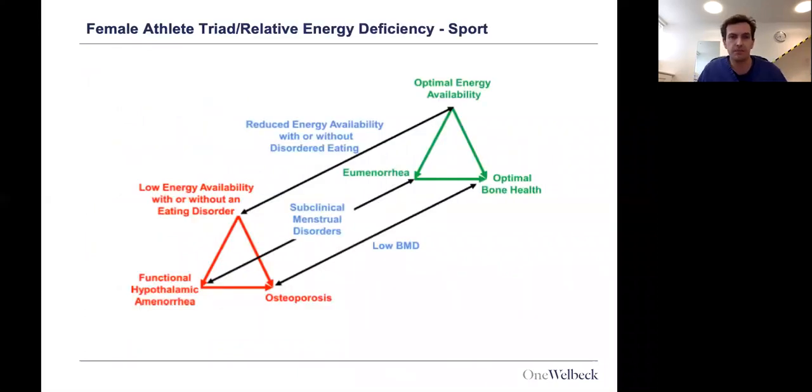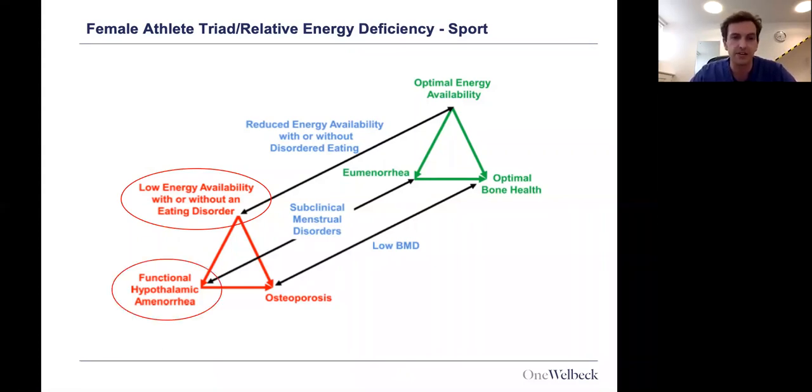I wanted to touch very briefly on something called the female athlete triad, or relative energy deficiency in sport. Basically, this is a triad which starts with low energy availability. The sort of individual I would normally discuss with a patient as an example would be an ultra endurance female athlete who is expending far more calories than they're taking in, and therefore has a state of low energy availability. And that can be with or without an eating disorder.